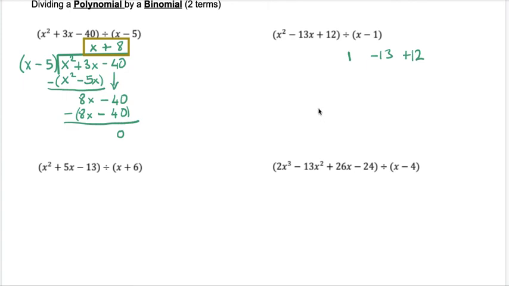Okay. So now what we're going to do is we're going to draw this down a little bit, give ourselves a little bit of space, and we're going to look at how x plus 1, or how x minus 1, sorry, behaves with this.